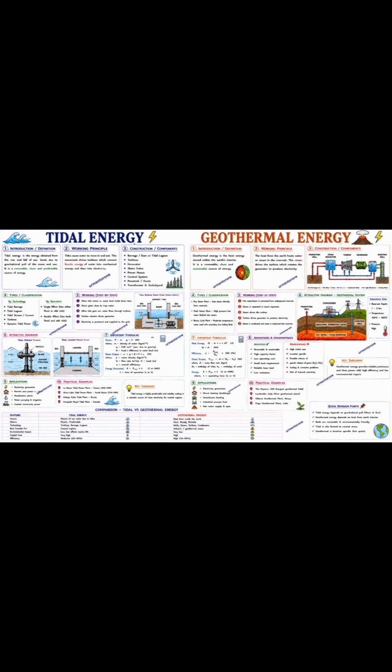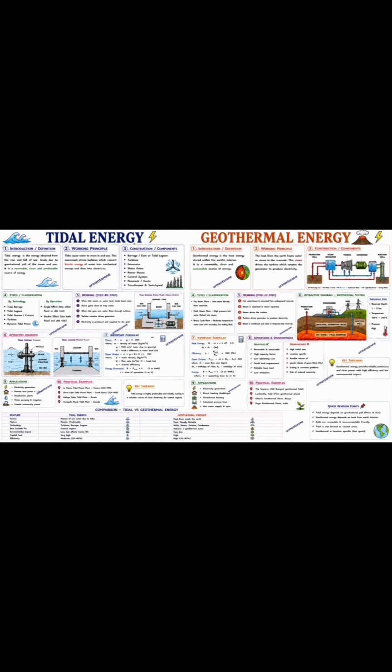Tidal energy. Tidal energy is the energy obtained from the rise and fall of sea levels due to the gravitational pull of the moon and sun. It is a renewable, clean, and predictable source of energy. Types, classification, by technology: tidal barrage, tidal lagoon, tidal stream, current turbines, dynamic tidal power. By operation: single effect uses either flood or ebb tide; double effect uses both flood and ebb tide.